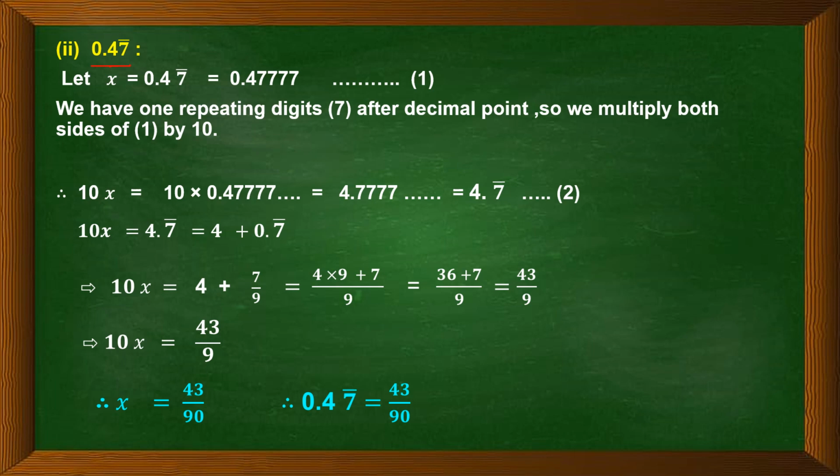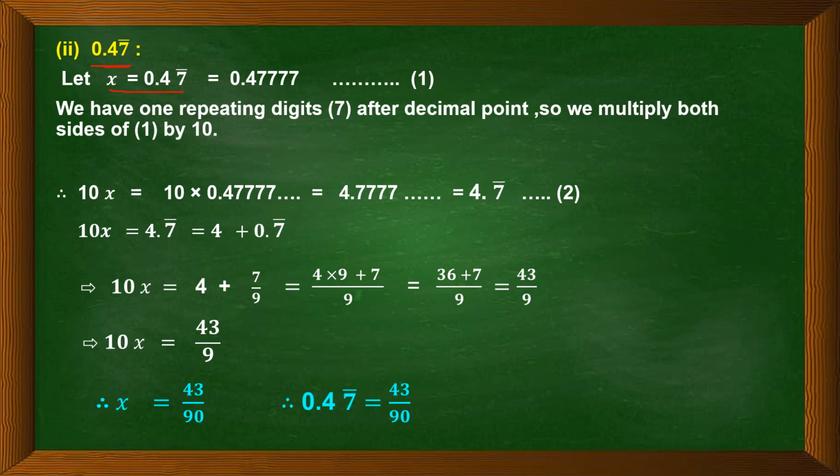Now to convert it into P by Q form, we will apply a different method, which is actually a combination of method 1, that is the X method, and method 2, that is the rule method. We are going to combine both the methods and solve it and convert this decimal number into P by Q form. Now let's start. So first of all we will apply the first method, that is let x is equal to 0.47 bar.